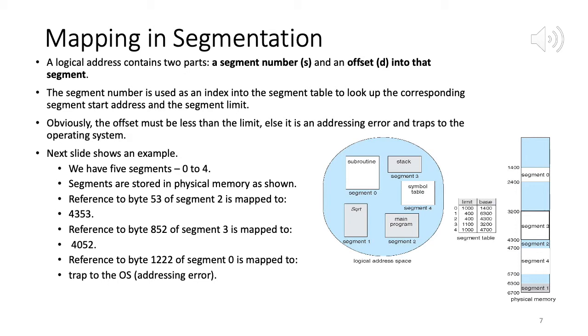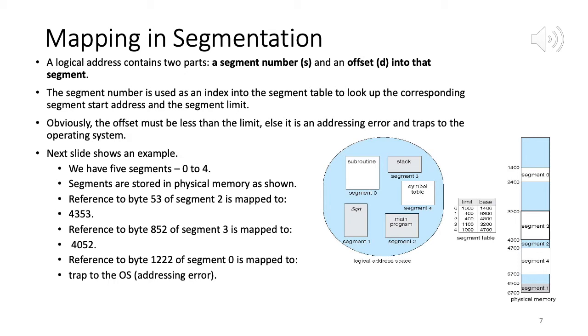Reference to byte 852 of segment 3. For this next logical address, the segment number is 3 and the offset is 852. Segment 3's starting address is 3200. 852 is well within 1100. So 3200 plus 852, 4052.